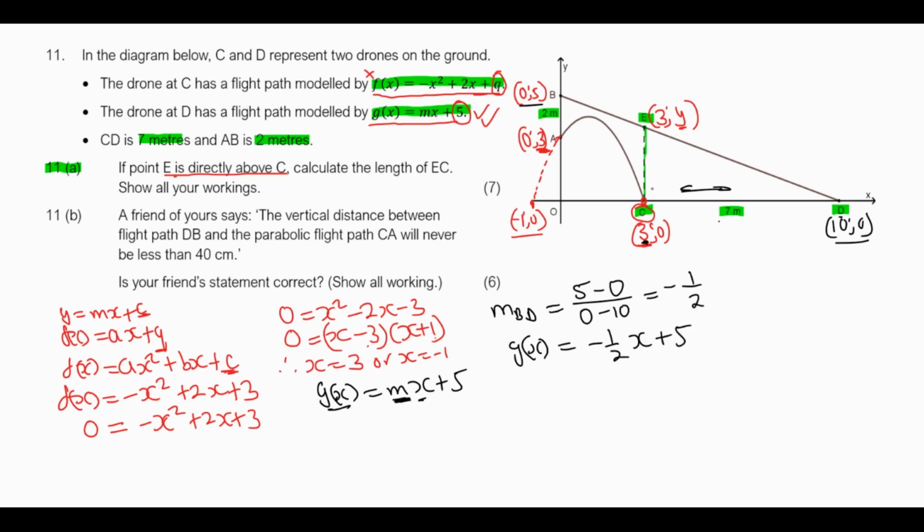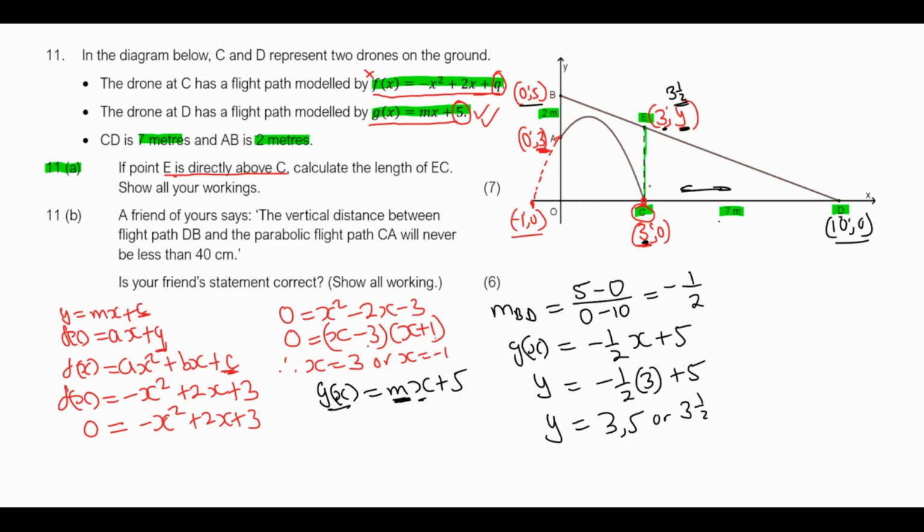Now we can find our y coordinate. Where there's x, we put 3. So y is equal to negative 1 over 2 times 3 plus 5. We get that y is equal to 3.5. The y coordinate of E is 3.5.